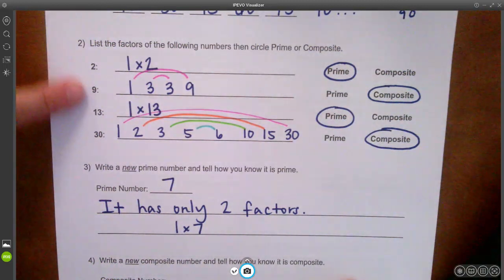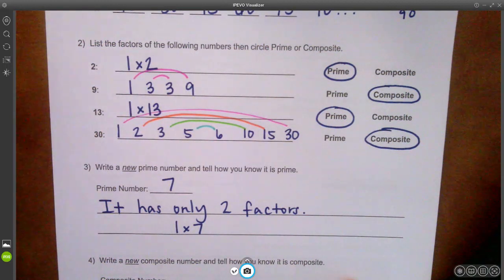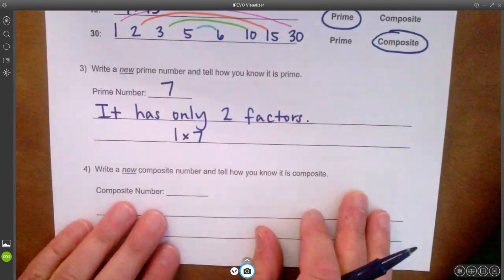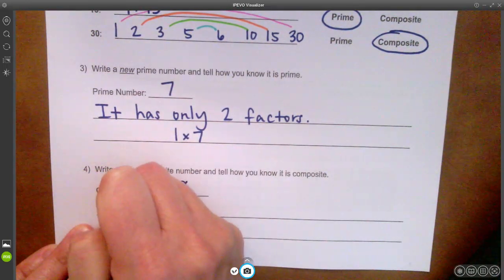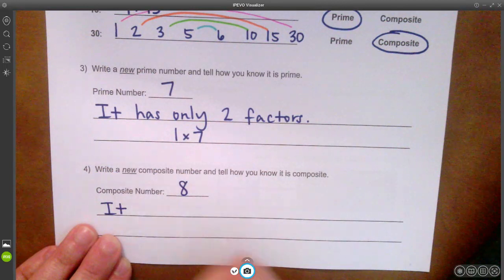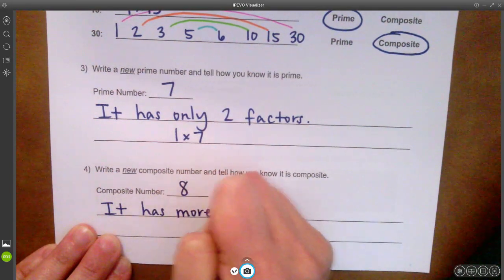All right, a new composite number. I just can't choose one of these. So I think maybe I'll choose the number, let's do 8. Okay, and the reason that 8 is a composite number is that it has more than 2 factors.